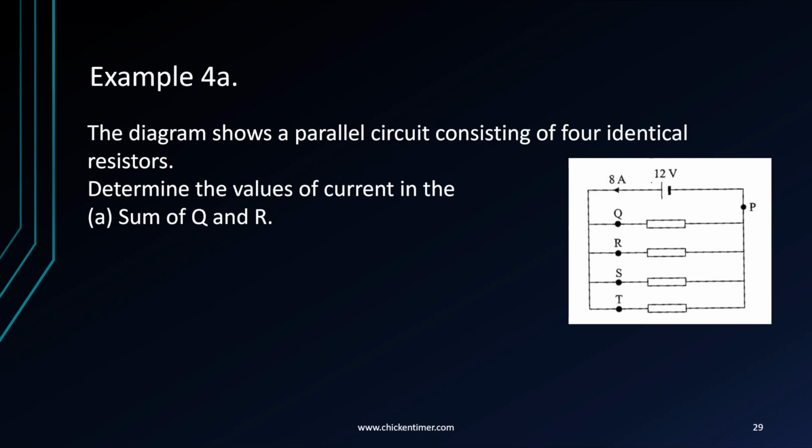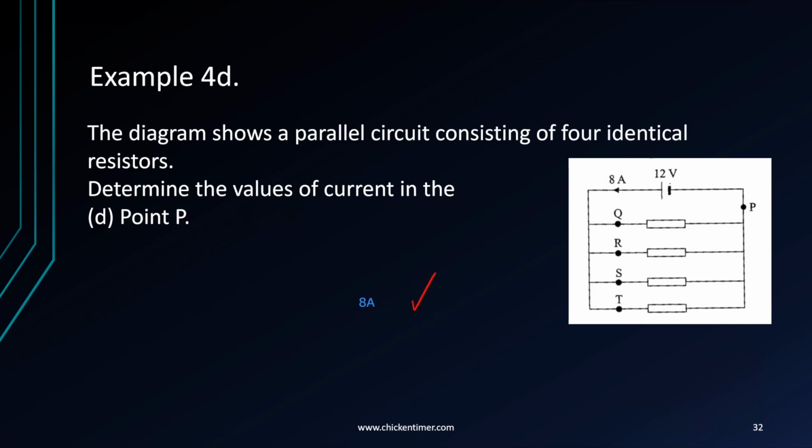Okay? So in this case, we have a parallel circuit. Current comes out as 8, then it splits into 4 equal paths because the resistors are identical. So that means it comes out here as 2 amps, 2 amps, 2 amps, 2 amps. Then they say find the sum of Q and R. So it's just 2 amps plus 2 amps, 4 amperes. Then R, S, T, the sum of these three. What is the value? Should be correct. So Q, R, S, and T. Current at point P, what value is it?